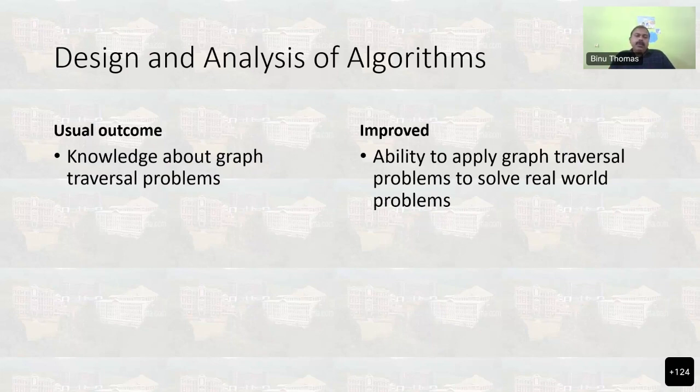And the usual outcome can be like this: knowledge about graph traversal problems. But if you refine your outcomes like this, the ability to apply graph traversal problems to solve real-world problems. So the questions on this we usually ask like this: a traveling salesman has to start from Trivandrum, and he has to visit the different cities, and the distance between the cities will be given as a cost matrix, and apply an algorithm to find the shortest distance from Trivandrum to all remaining cities.